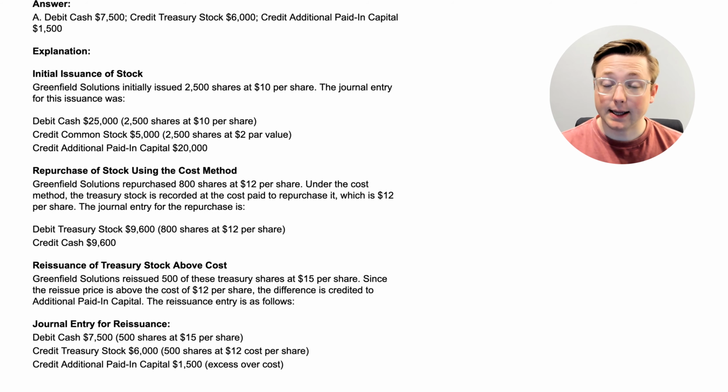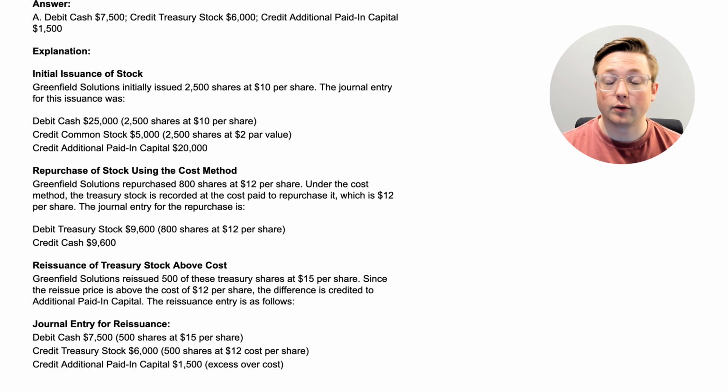The answer is A, you would debit cash for $7,500, you would credit Treasury stock for $6,000, and you would credit additional paid-in capital for $1,500. So let's walk through this. As always, we're going to do each of the journal entries. For the initial issuance, this is something that hasn't really changed throughout the video. You debit cash for the amount that the shares were purchased for, so $10 per share, 2,500 shares, that's $25,000.